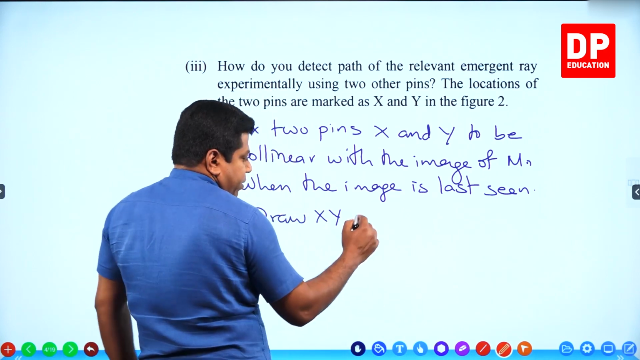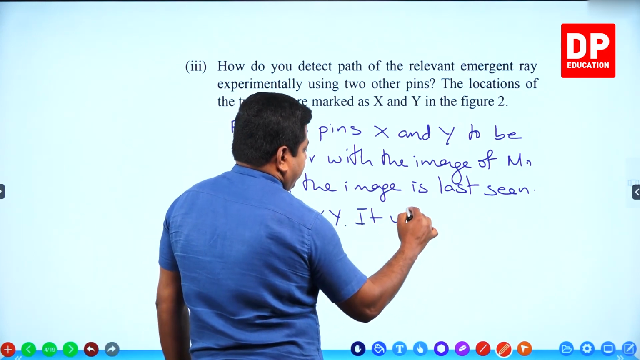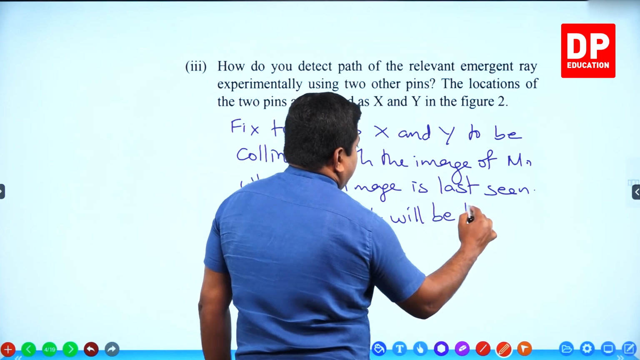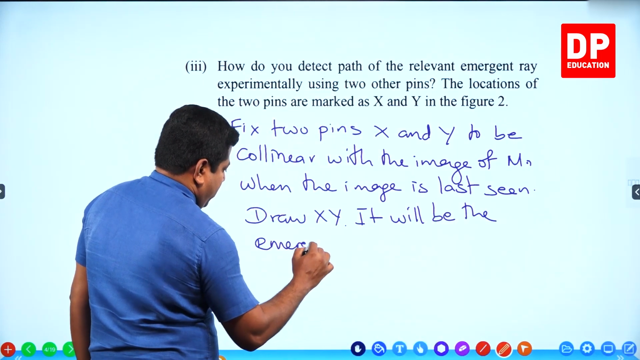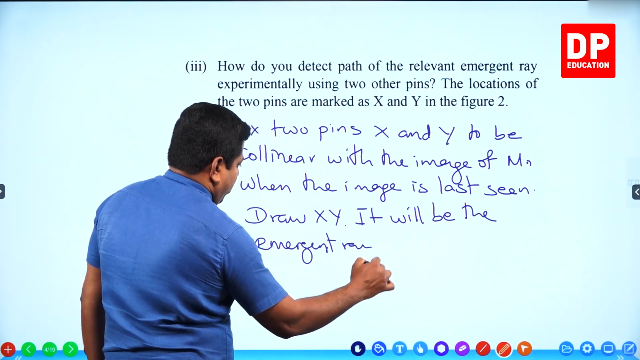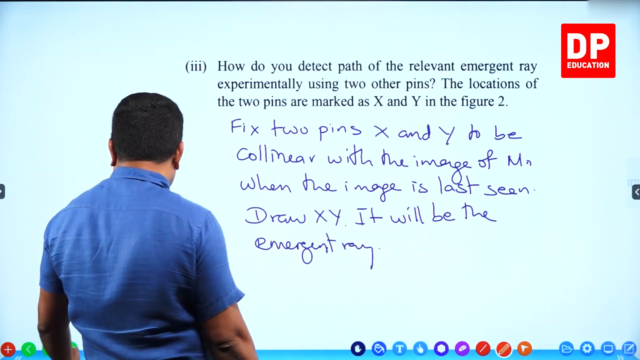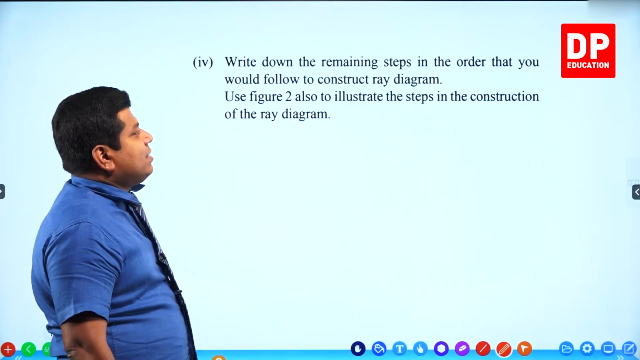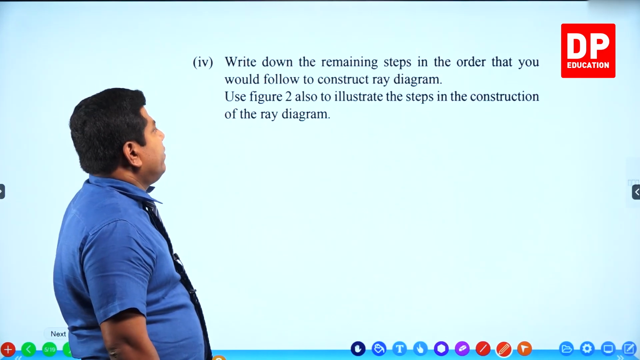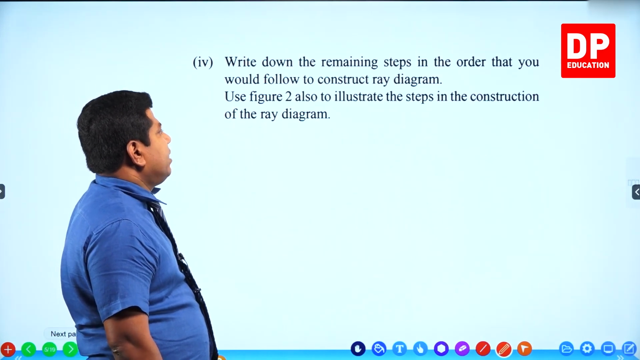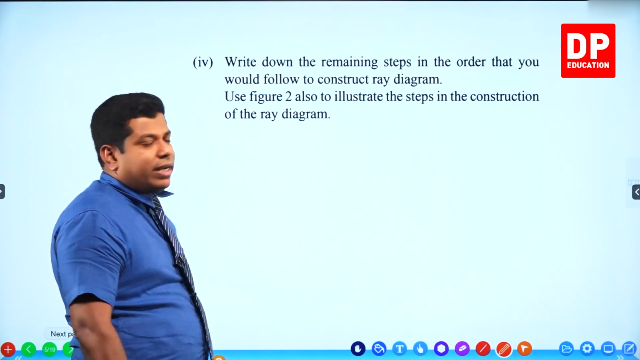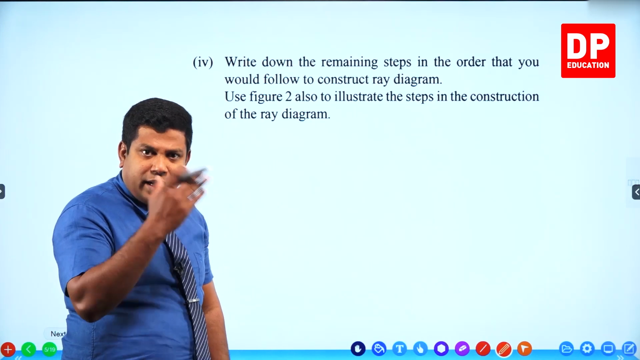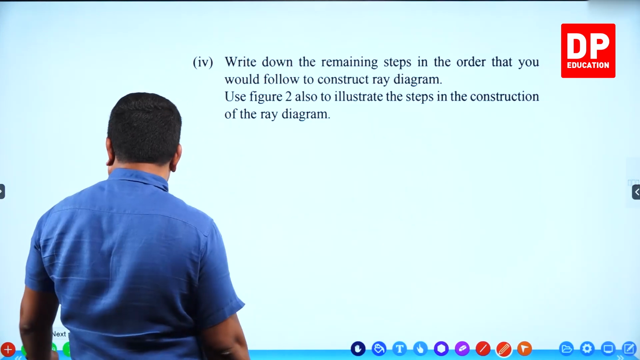Draw XY. It will be the emergent ray. Emergent ray. Very simple, very simple. Next, write down the remaining steps in the order that you would follow to construct the ray diagram. Use figure 2 or so to illustrate the steps in the construction of the ray diagram. First, we will see the construction, then we will come back and write it.